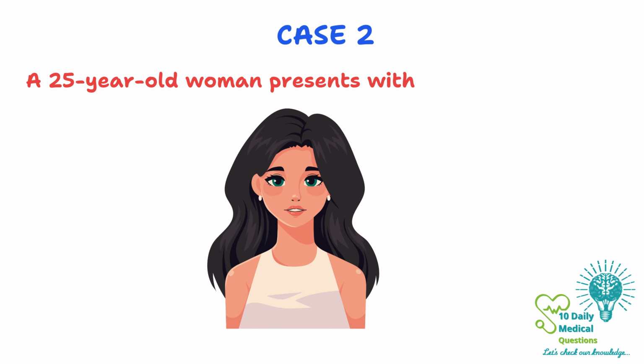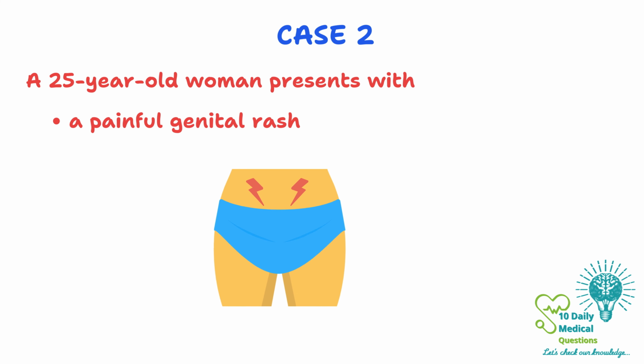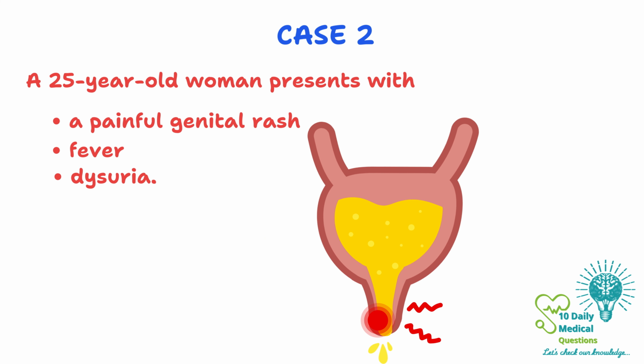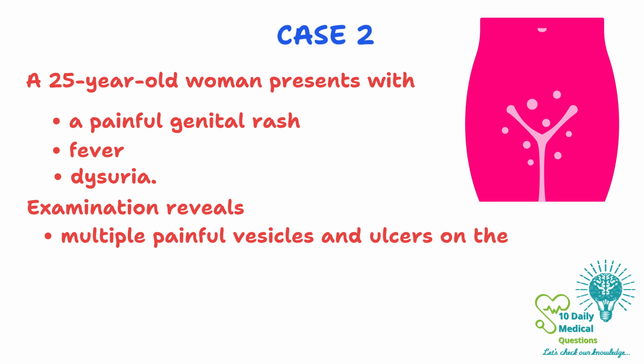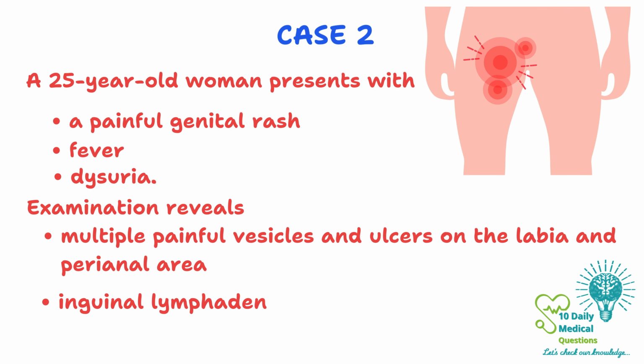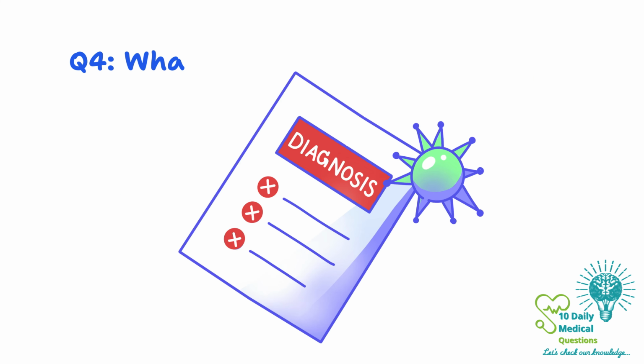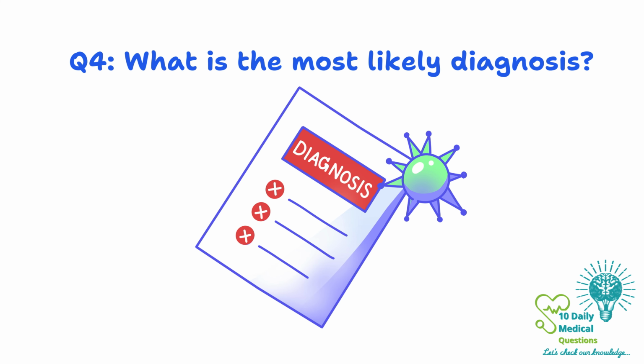Case 2. A 25-year-old woman presents with a painful genital rash, fever, and dysuria. Examination reveals multiple painful vesicles and ulcers on the labia and perianal area, along with inguinal lymphadenopathy. What is the most likely diagnosis?